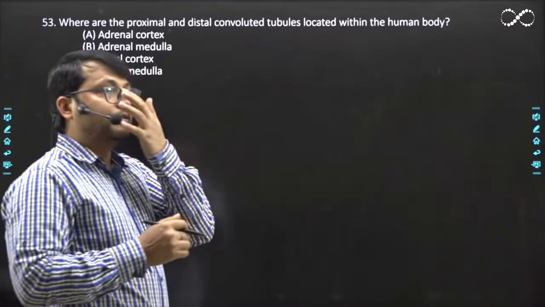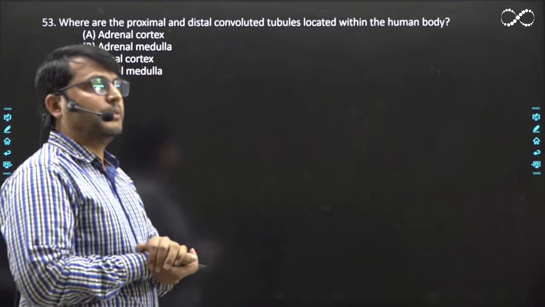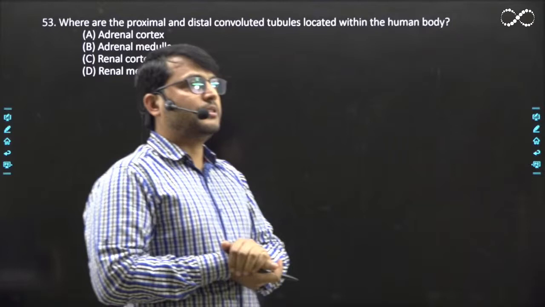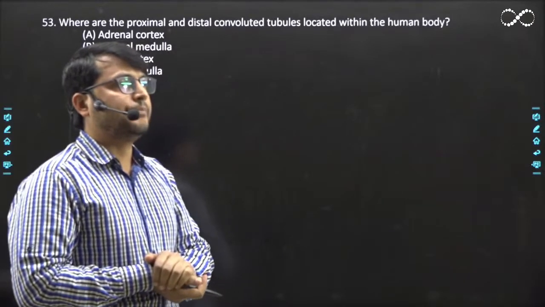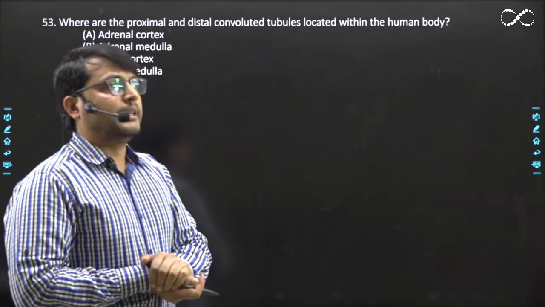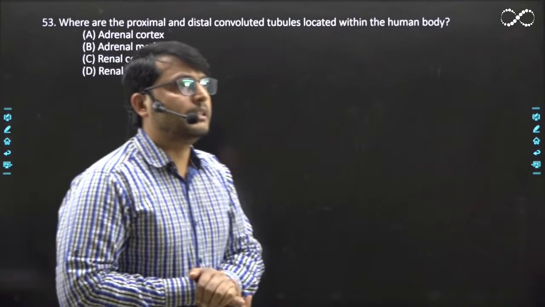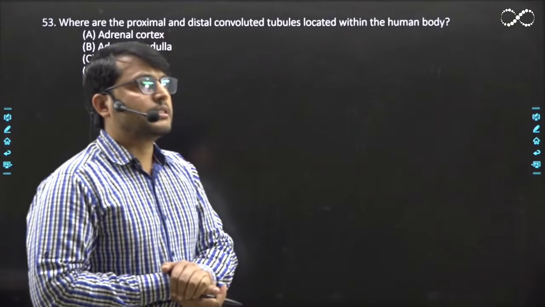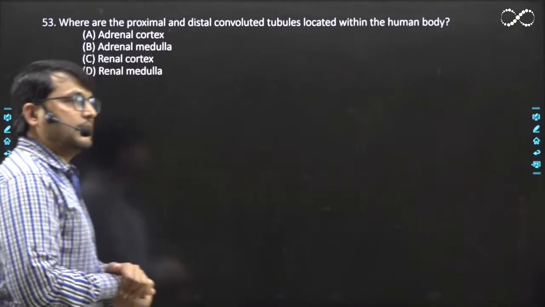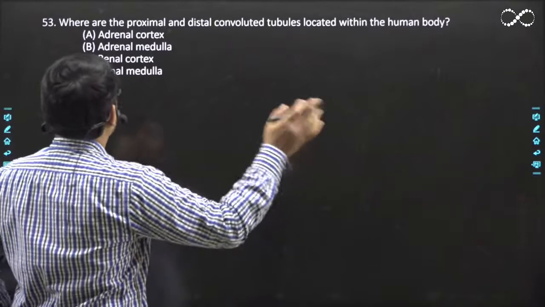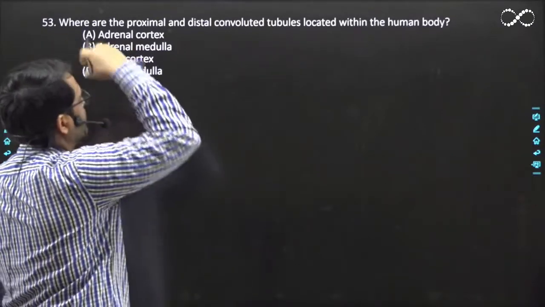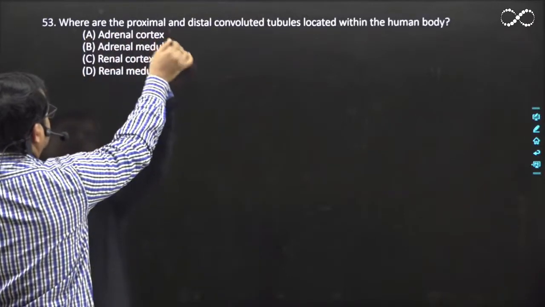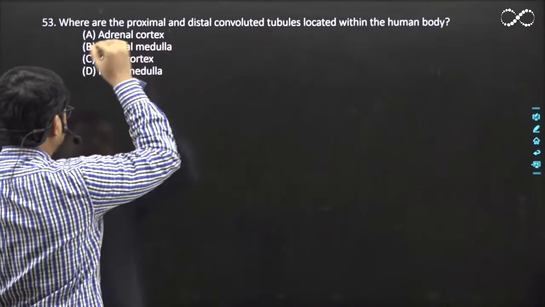So what are the options coming in? So Shweta is saying, I don't remember this. Okay, no worries. Akhil is saying Bowman's capsule, PCT, loop of Henle, DCT. Okay, and then Agrim is saying, I remember many answers as this is discussed before. Okay, and it is just 10th NCERT. Yeah, it is just 10th NCERT. So the question is, where are the proximal and distal convoluted tubules located within the human body? Adrenal cortex, medulla, renal cortex, renal medulla.